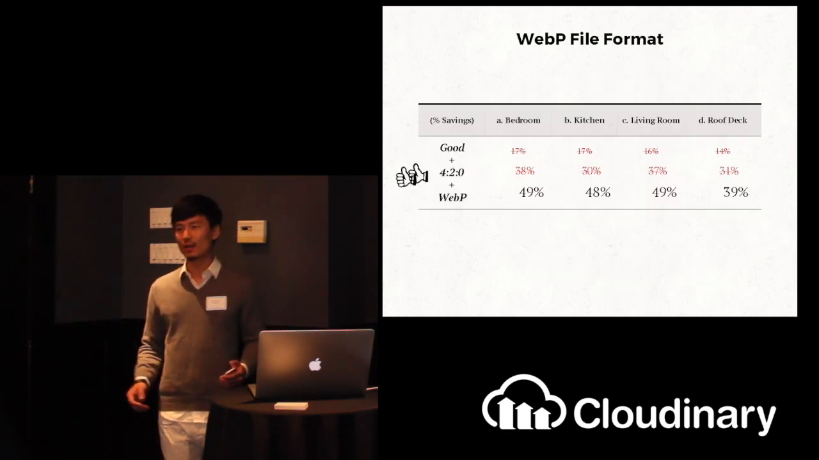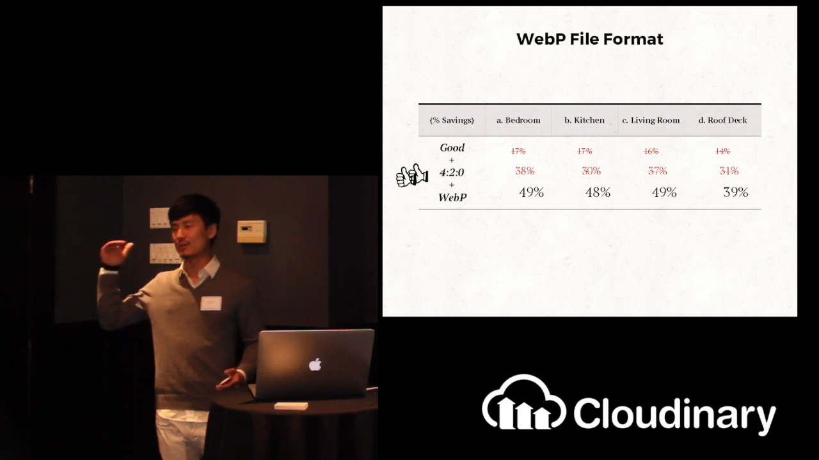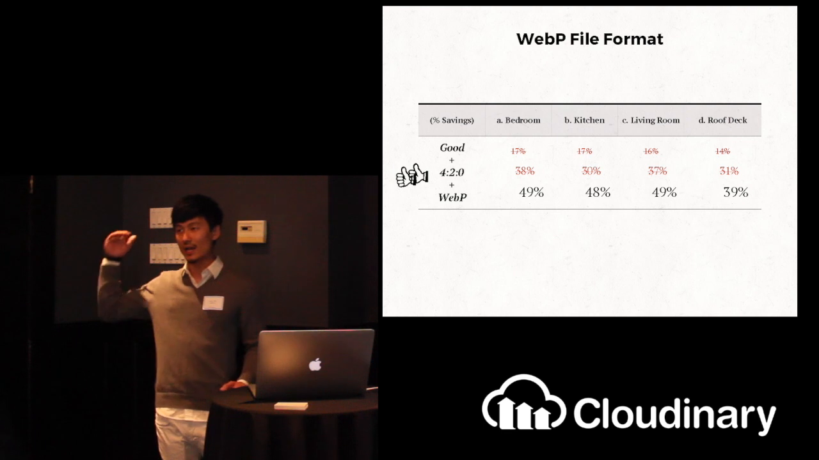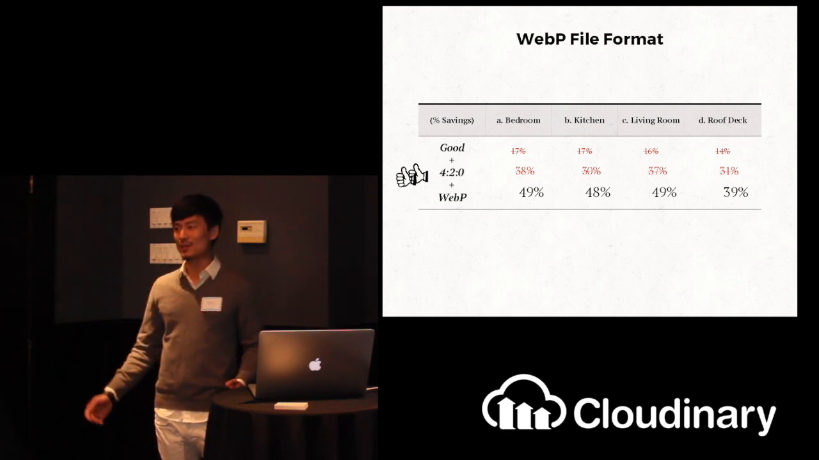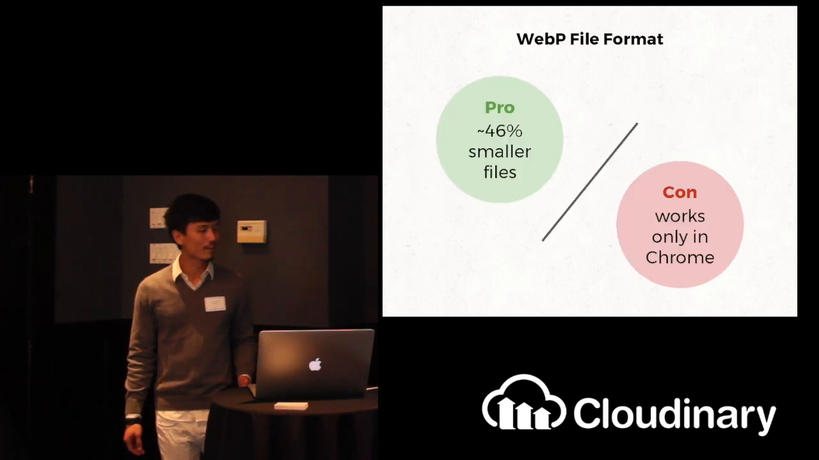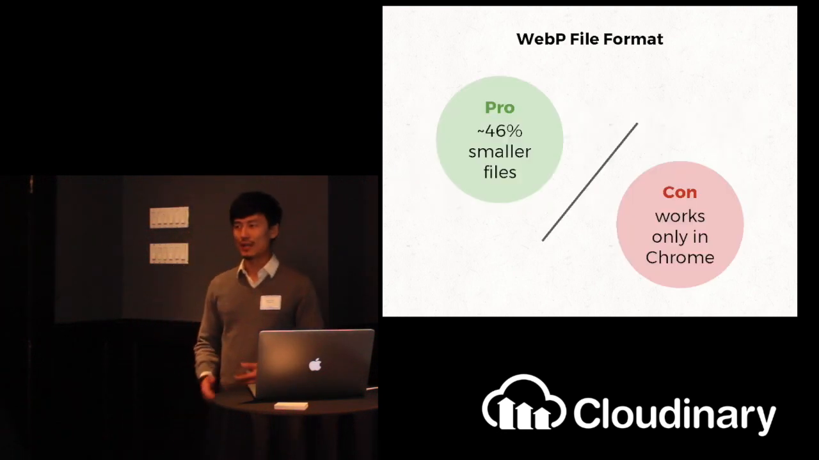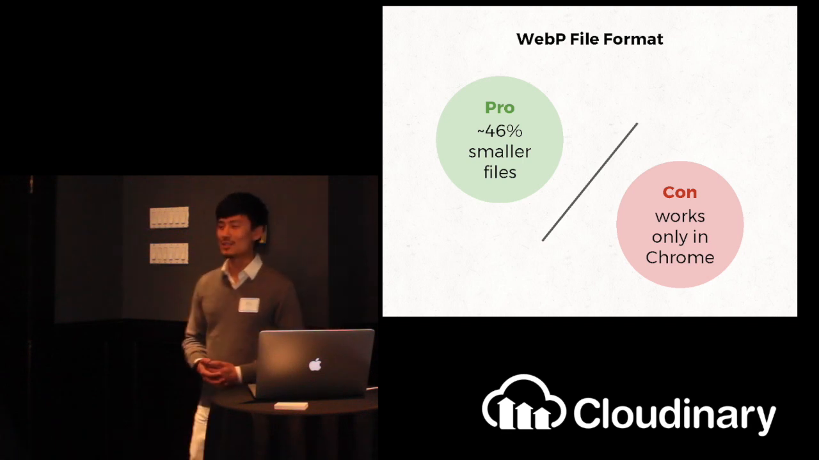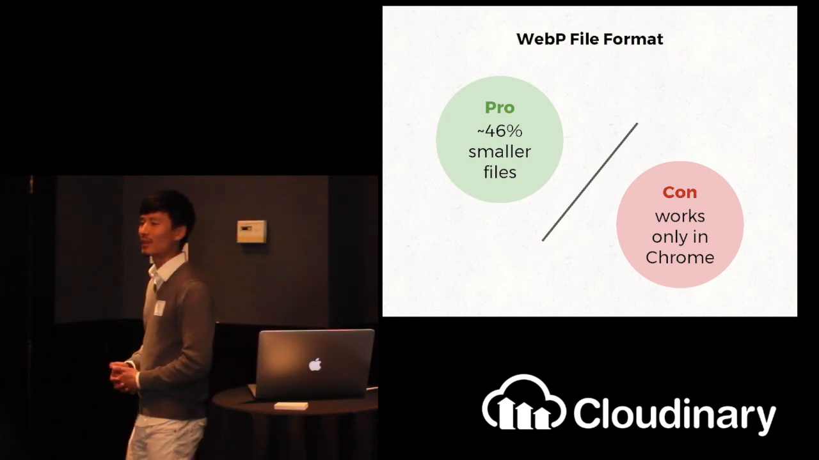With WebP, our 34% of average savings from Chroma subsampling and compression can be as high as 49%. Our images can now be half the size. The great thing about WebP is that it makes images smaller while retaining the same quality. The not so great thing is that it currently only works in Chrome.